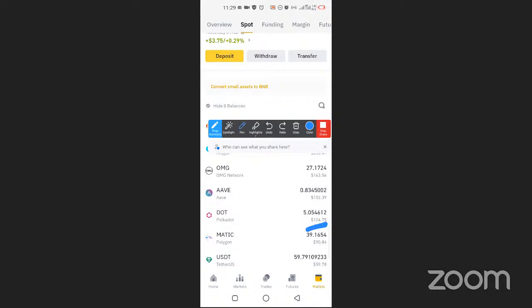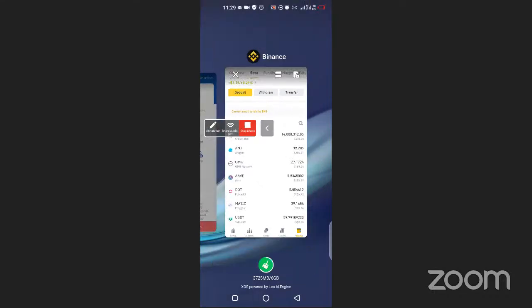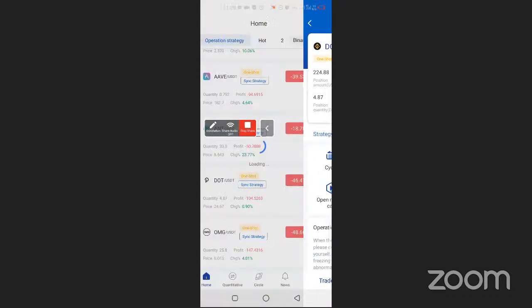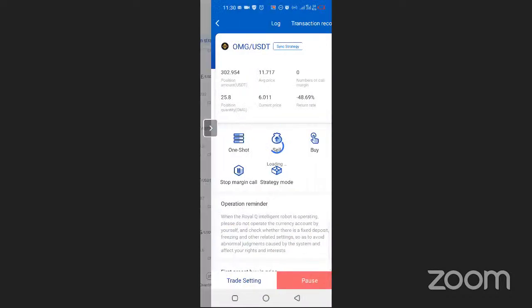Yes, my leader. Meaning if I sell this coin, I'll lose, right? I know that, my leader. Because Royalq doesn't go out of position. Now, let me show you another example. Let us look at OMG. It has $302, all right?